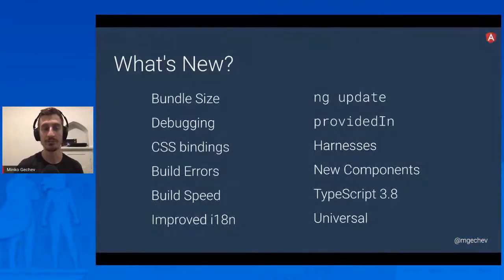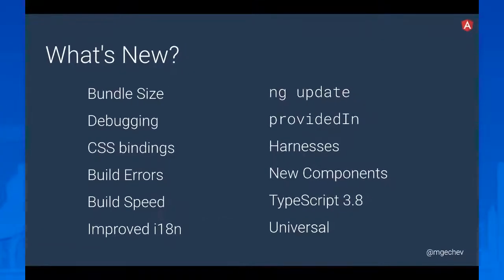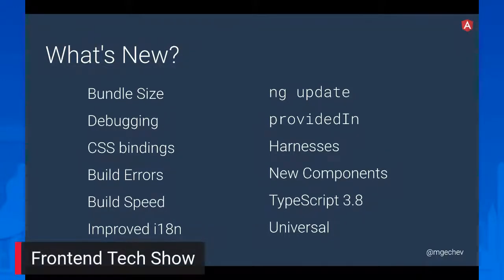So what is new? We did a lot of improvements around bundle size, debugging, and CSS bindings, so now they have much more deterministic behavior. And although this doesn't sound like something too exciting for everyone, this is really exciting for us on the team because now we have really well-defined behavior for individual style bindings, and they're much more optimized as well.